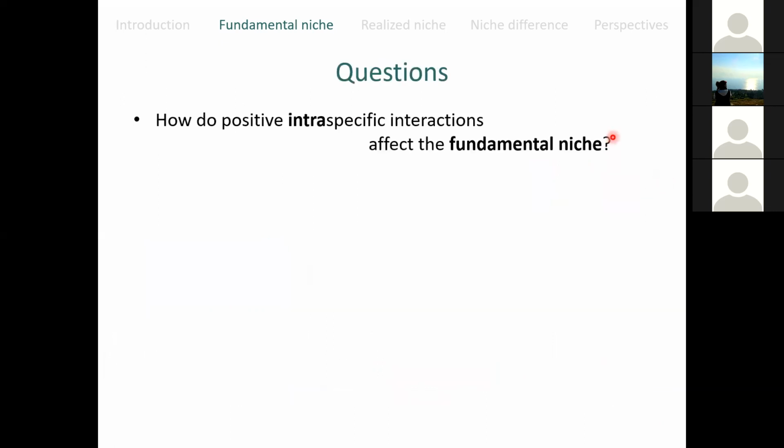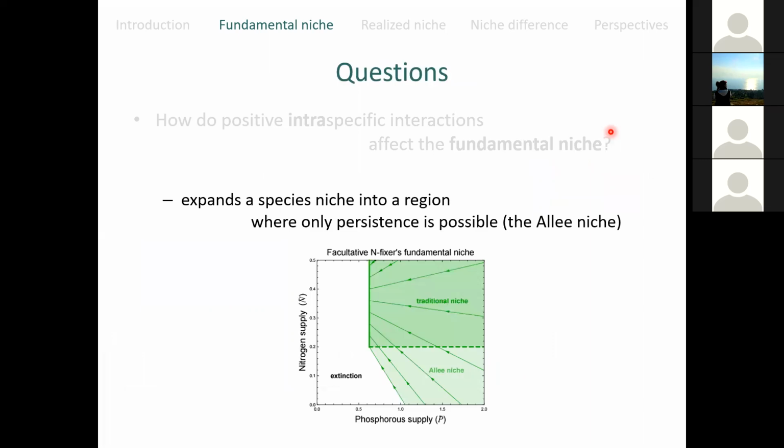All right, so the answer in short was that positive interactions within species can lead to the expansion of a species niche into a region where the species can persist, but it comes at a little bit of a cost, because this is an Allee niche region, which means that if a perturbation brings the population density below the Allee threshold, the population will eventually collapse in this setup. So there's a bit of a cost associated with this expansion of a species niche.